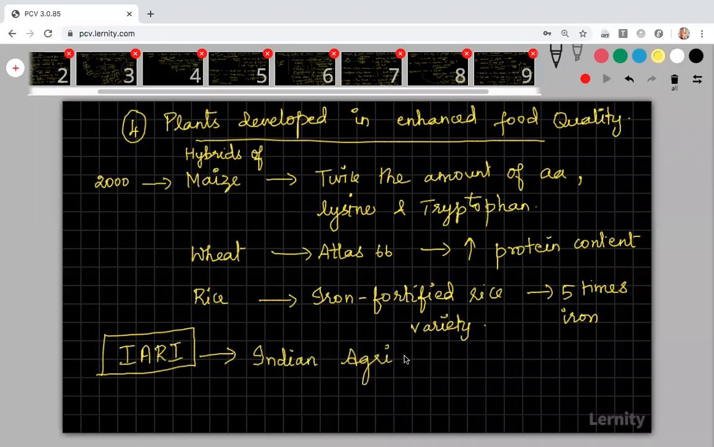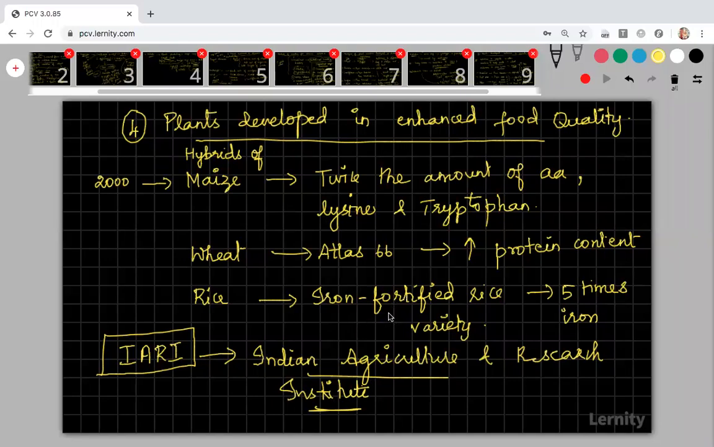Already you studied about this organization in microbes in human welfare. Indian Agricultural Research Institute. This institute develops all these hybrid varieties of crops, and finally they are responsible for releasing the crop varieties of plants in India. Okay, so by this we are ending the plant breeding program.